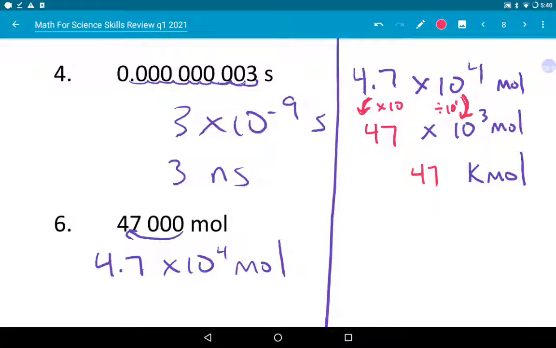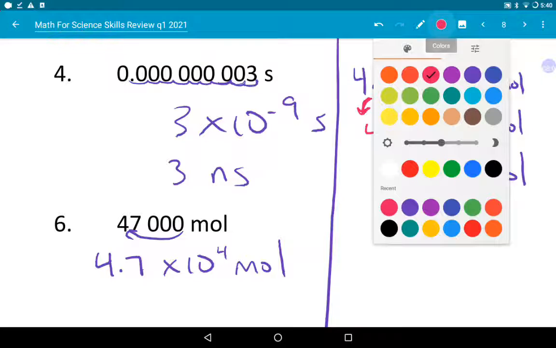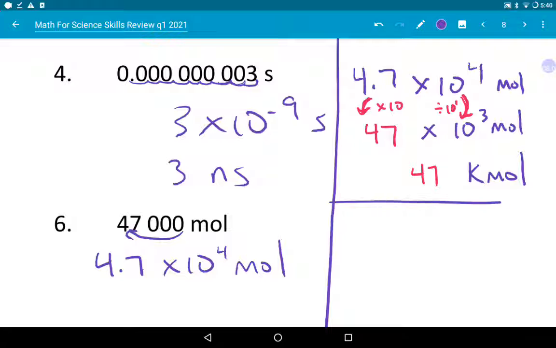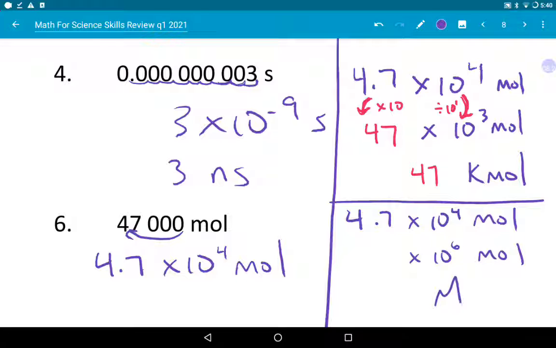Okay, so that's one way to write it. Now, let's say we instead want to go to megamoles. We're starting with this. Okay, so we want to go times 10 to the 6 moles for megamoles, and that allows us to put the M there.